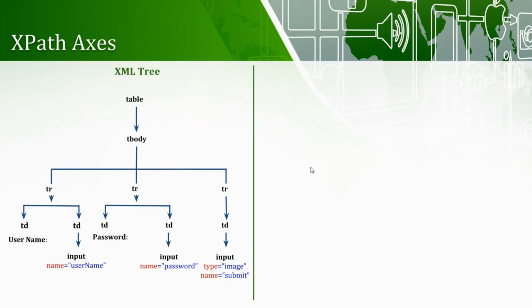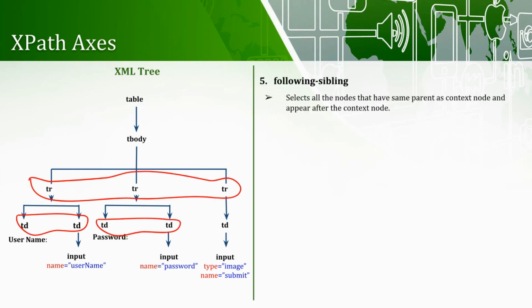The next axis is following-sibling. Following-sibling selects all the nodes that have the same parent as the context node and appear after the context node. Therefore, the output of following-sibling will be the nodes that satisfy two conditions. First, they should be siblings, that is, they should have the same parent as the current node. Second, they should appear after the current node.